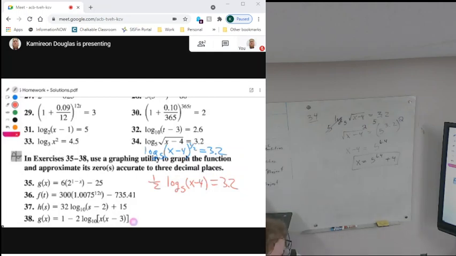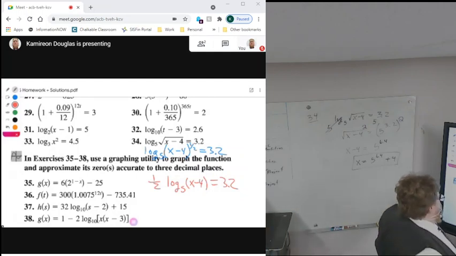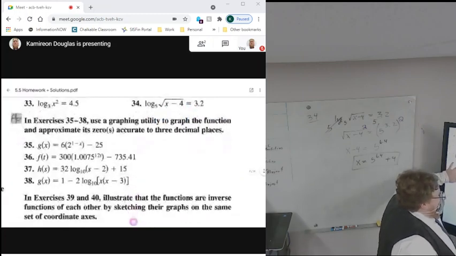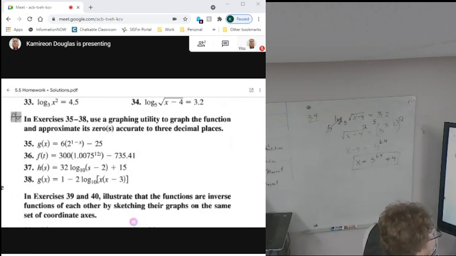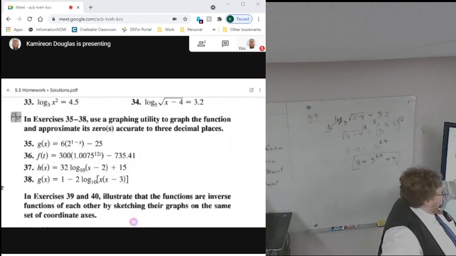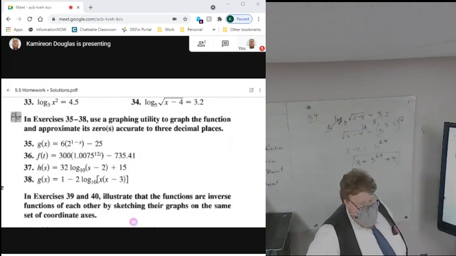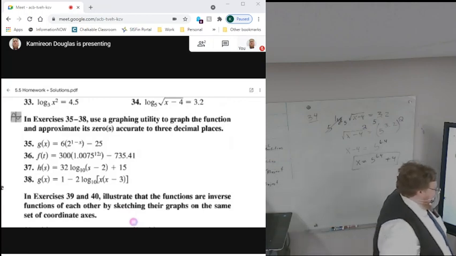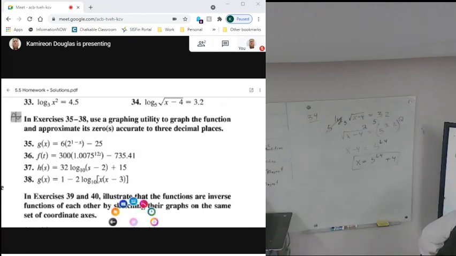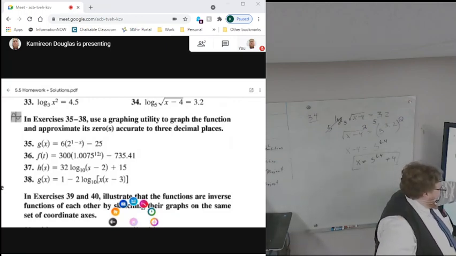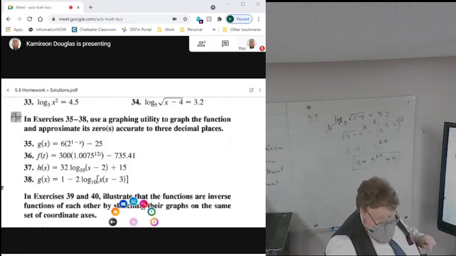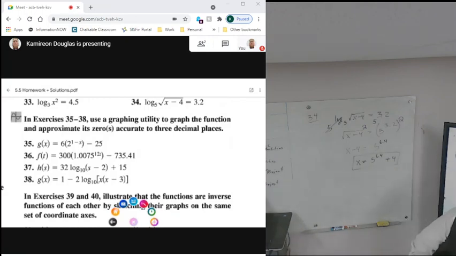Alright. Will you do 35? It's just graphing. No, you have to solve it though, because you have to find... It didn't say to solve it. But it says use it and approximate its zeros. On the graph you can't see it. Oh? Allow me to show you a trick with the graphing utility. If you would be so kind, would you memorize this formula for me? 6 parentheses 2 to the 1 minus 6, minus 25. You got it? Okay.